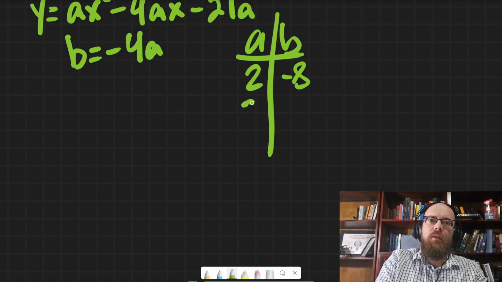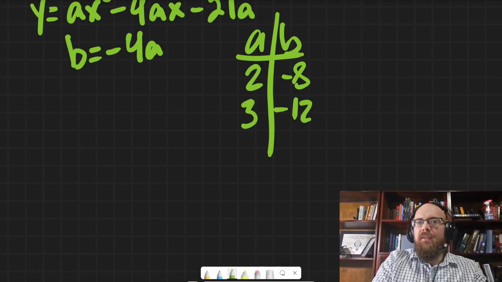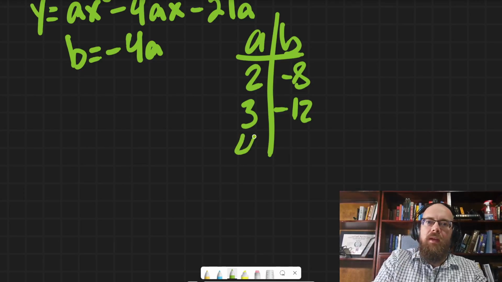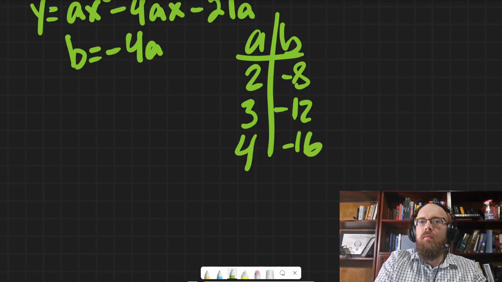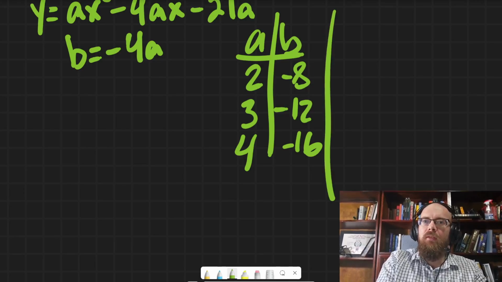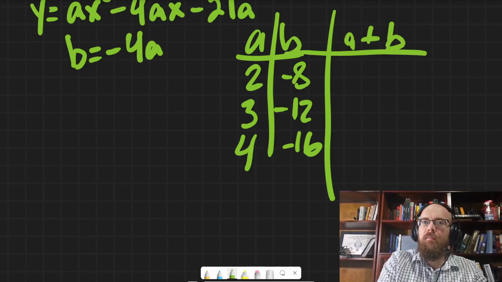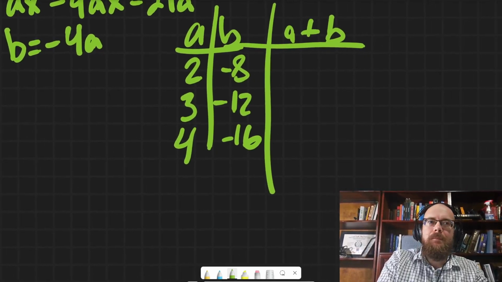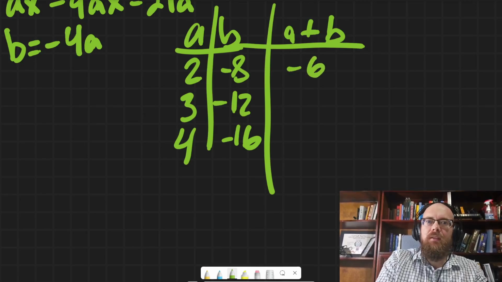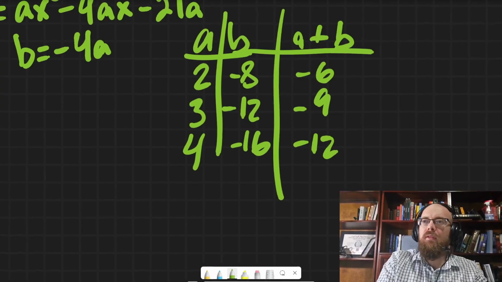They don't have negative 4. Okay, what if A is 3? B would be negative 12, so then that sum would be negative 9. All right, they don't have that. 4 times negative 4 would be negative 16, so that would be negative 12. Right, they don't have that either. So that's negative 6, negative 9, negative 12.